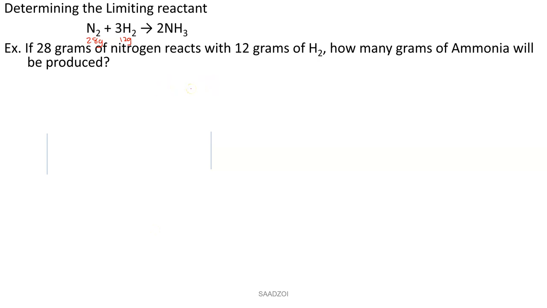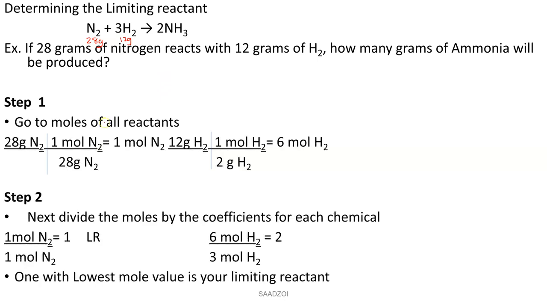So in this situation, step 1, you're going to go to moles of all the reactants. So we have 2 reactants. We're going to take our 28 grams of nitrogen they gave us, divide by the molar mass from the periodic table, right? 14 times 2. And that gives us our molar mass. So now we're going from grams to moles. So there's 1 mole of nitrogen. And then we have 6 moles of hydrogen. Same thing, 12 grams of hydrogen divided by the molar mass in the periodic table, 2. 12 divided by 2 gives you 6 moles.